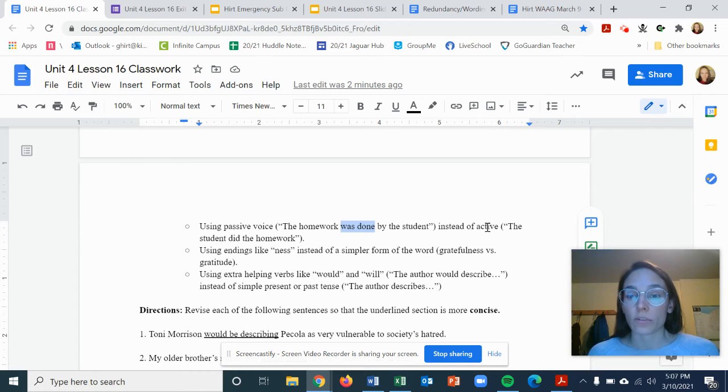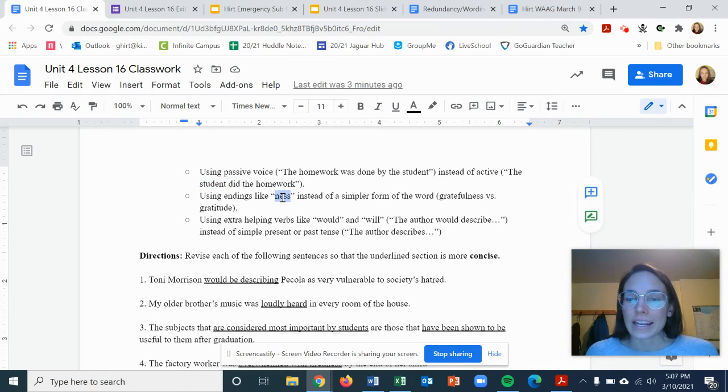We really want to aim for active voice in pretty much all situations. There are certain situations where you do want to use passive voice, but most of the time we want to go for active voice, where the subject is doing or does or did the verb, right? So the student did the homework. We want the subject of the sentence, the noun doing the verb, to go first. So instead of "the homework was done by the student," "the student did the homework."